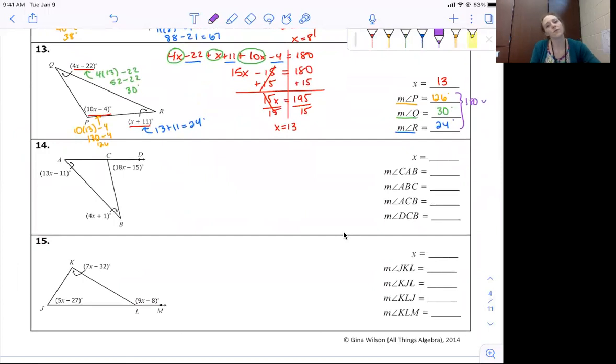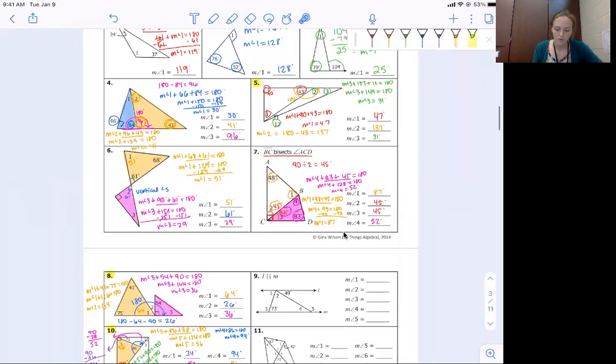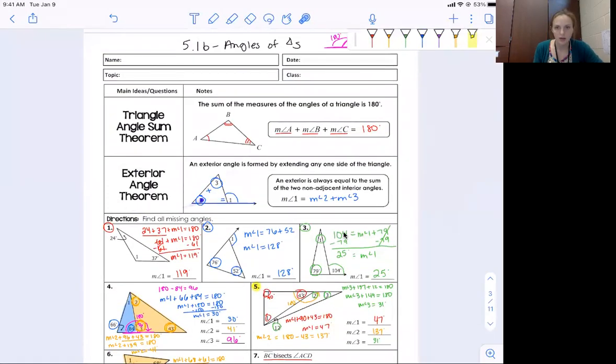All right, 14 and 15 are different. These are the ones where, if you look at it, we don't know all the inside angles. I know angle A, I know angle B, but I don't know this interior angle for C. So I can't add these up and set them equal to 180. This is when I use the exterior angle theorem, where I know that the outside angle equals the other two angles when I add them.